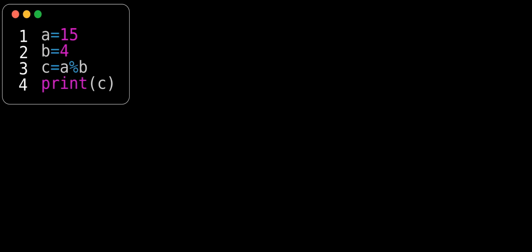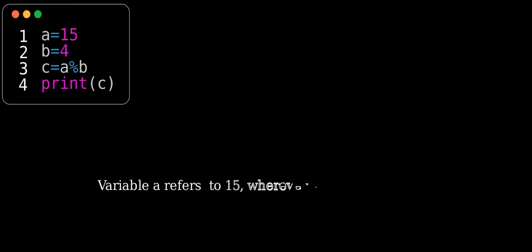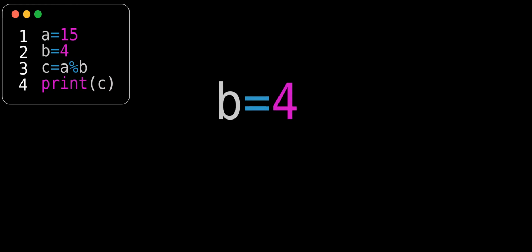Now see the remainder operator. The remainder operator is used to calculate the remainder when a number is divided by another number. So let us take an example. In this case I have taken a refers to 15 and the second number b refers to 4.